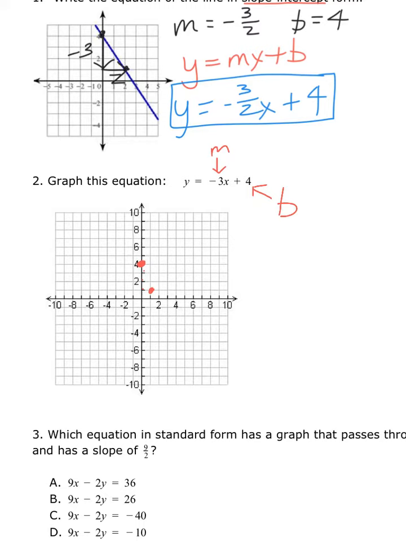Wait, pause, back up. Where did I get the 4? Because that's your b value. Because 4 is b. Because that's where it starts off. That's the b value. That's our y-intercept. Plus 4.